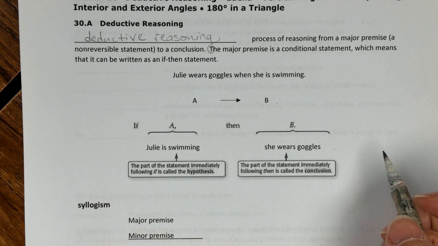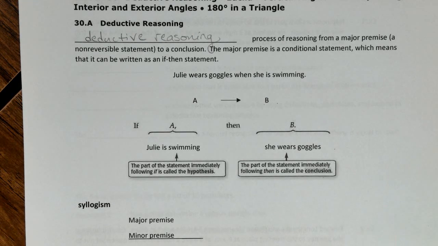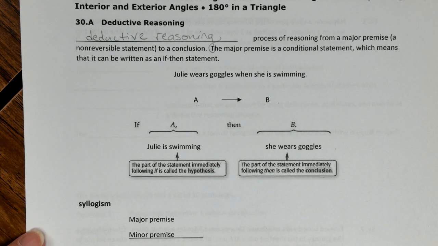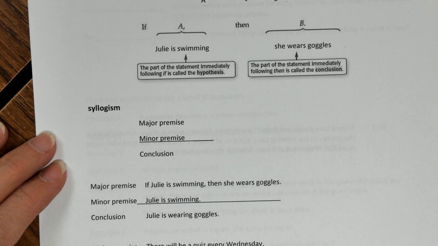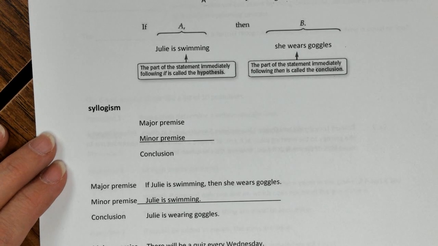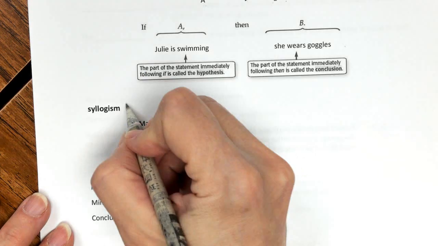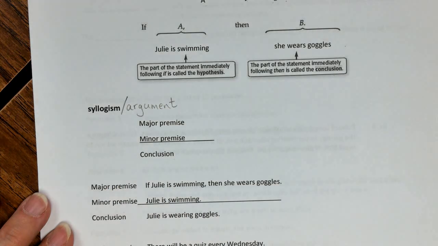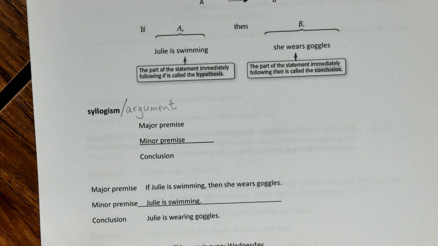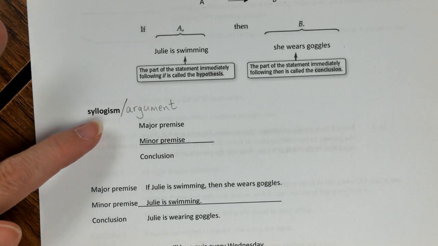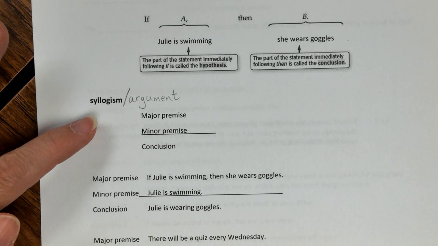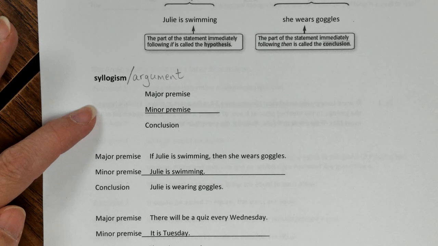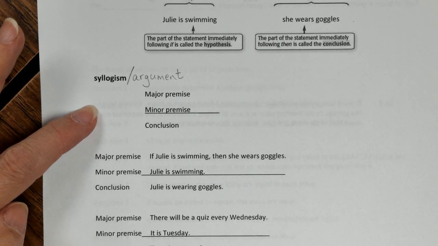All right? Every major premise can be written as an if-then. Sometimes they'll start out that way. Sometimes you need to rewrite them. All right. So, the next term we have here is syllogism. Another word for that could be an argument. I'm going to put /argument. Okay, that is a 3-step deductive reasoning process. And it's got these 3 parts. We have a major premise, which is the one that can be written as an if-then. And then a minor premise. And then we reach our conclusion.